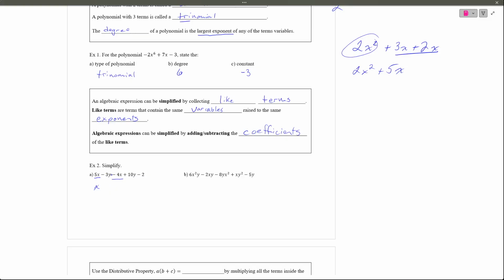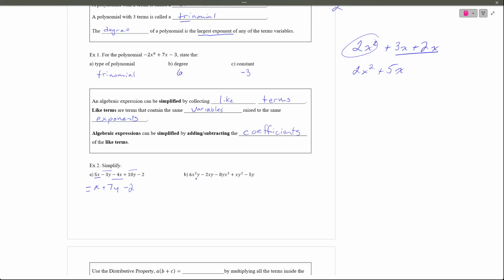Now over here I have negative 3y and 10y. So I have negative 3 plus 10, that gives me plus 7y. And the minus 2 is all on its own. So we just say this term simplifies to x plus 7y minus 2. Great. Let's try the next one. Pause the video if you can and try and do it on your own.